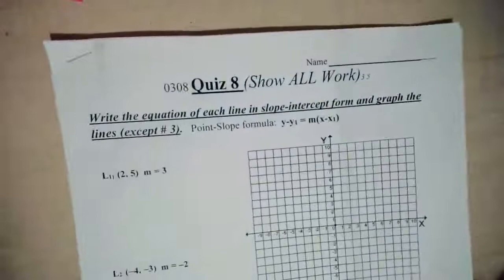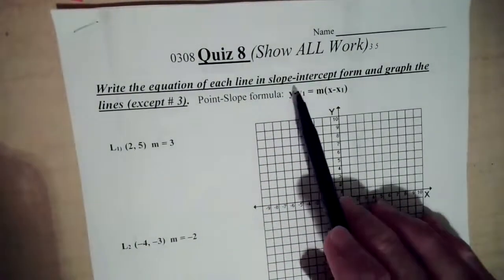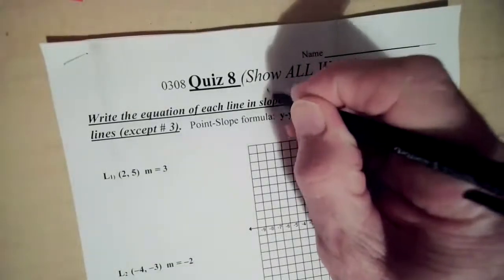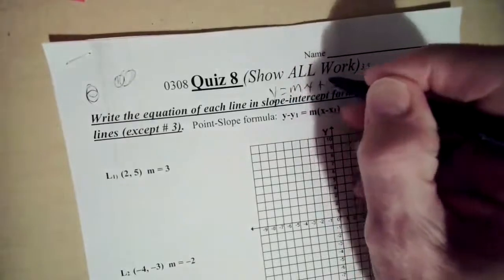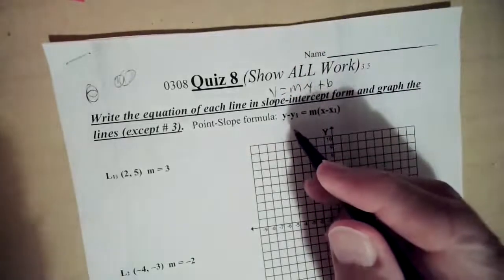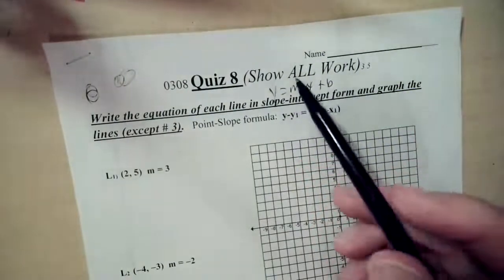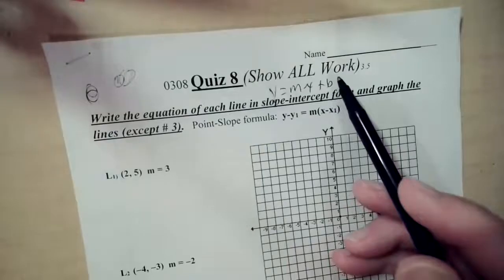Tuesday, October the 4th. Okay, it says write the equation of the line in slope-intercept form. Now, slope-intercept form is y equals mx plus b. That's slope-intercept form. Why is it called slope-intercept form? Because m is the slope, b is the y-intercept.